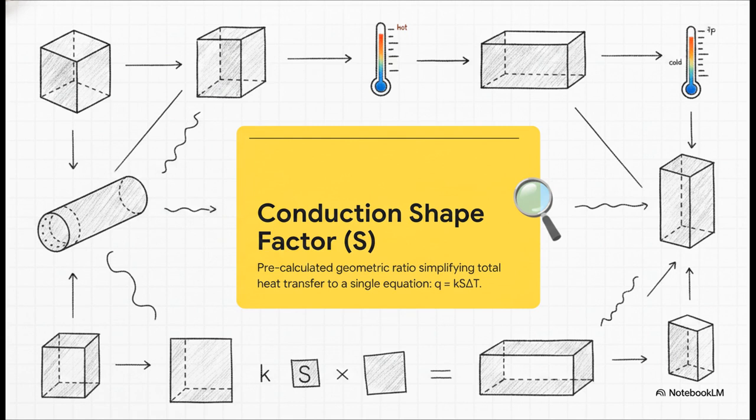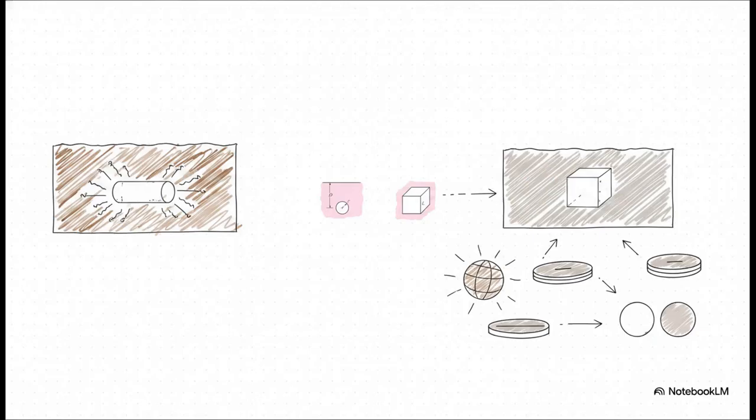You're literally just multiplying the material's thermal conductivity, the geometric shape factor, and the delta T. It's brilliant. And here is the absolute best part. These shape factors, they are already pre-calculated for a massive variety of standard physical systems.